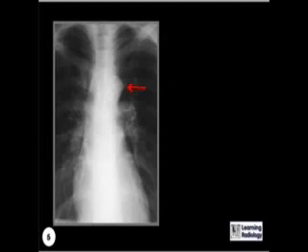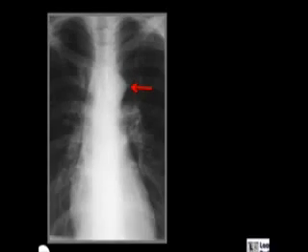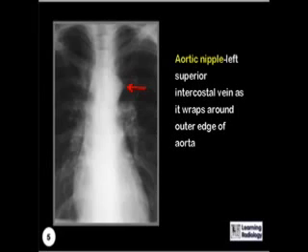What sign is being pointed to here? That's the aortic nipple, which represents a persistent left superior intercostal vein as it wraps around the outer edge of the aorta. It is usually a normal finding.